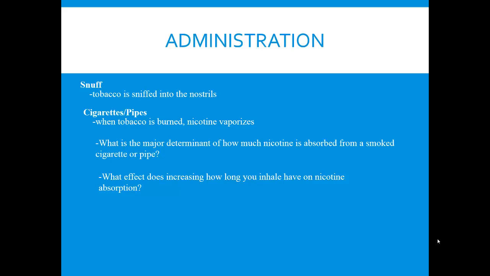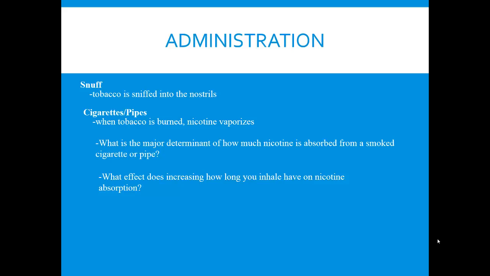Okay, so here we're going to talk briefly about cigarettes and pipes. In this case, when the tobacco is burned, the nicotine vaporizes, and so the nicotine is contained, quote unquote, in the smoke. Remember in chapter 1 we talked about whether things are acids or bases, whether they're dissolved in acid or bases. In this case the nicotine isn't dissolved per se, but it's vaporized, and when it's in its vaporized form, it's contained within the confines of the smoke molecules.